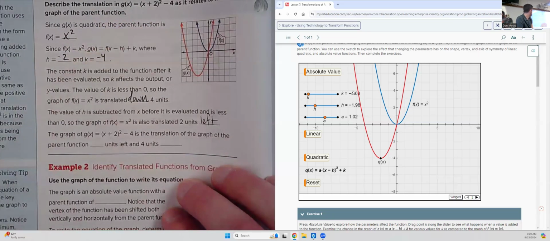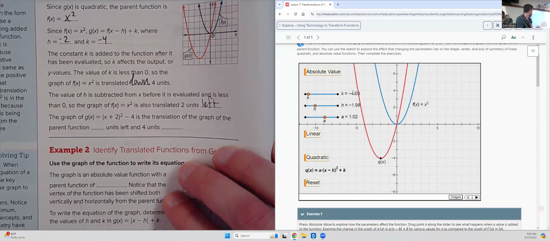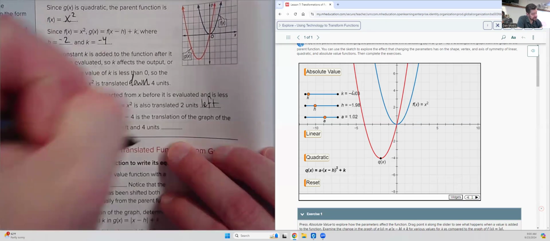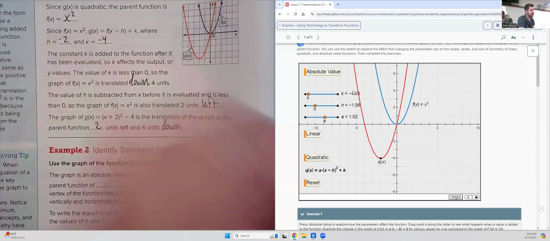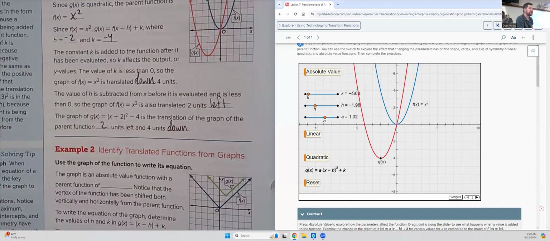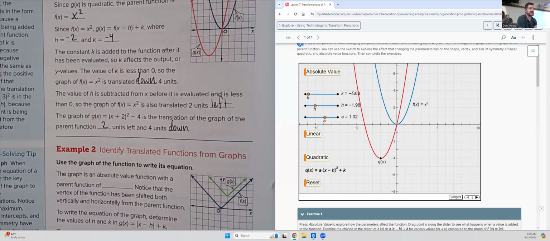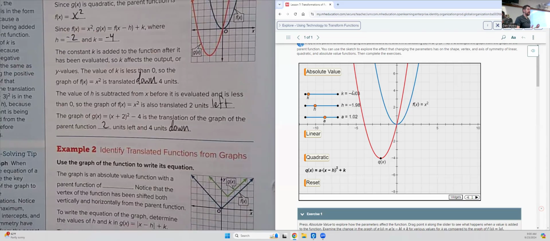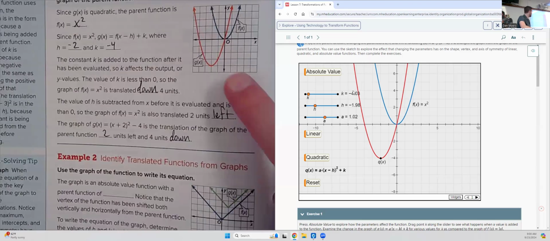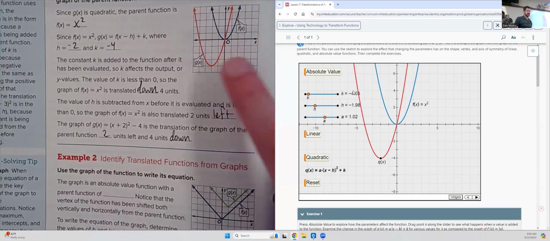So the graph of g of x is equal to (x plus 2) squared minus 4 is the translation of the parent function, 2 units left and 4 units down. So that's how you would describe what has happened to the parent function. You'll see questions like this. Describe the translation of the parent function. And so if you have the parent function and you have your new function, the only thing that's changed is the vertex.